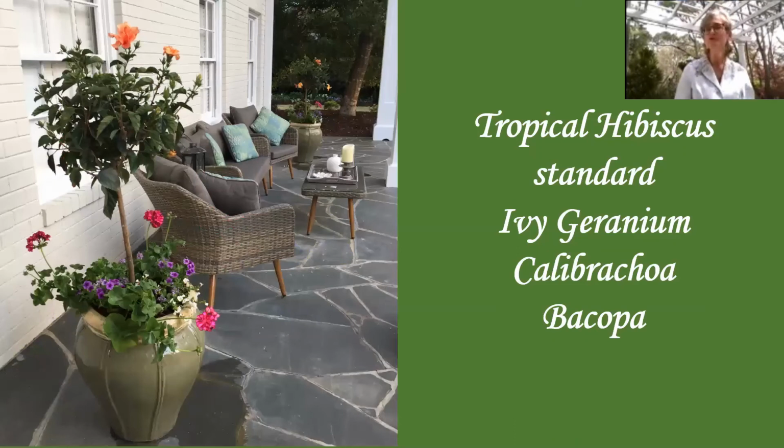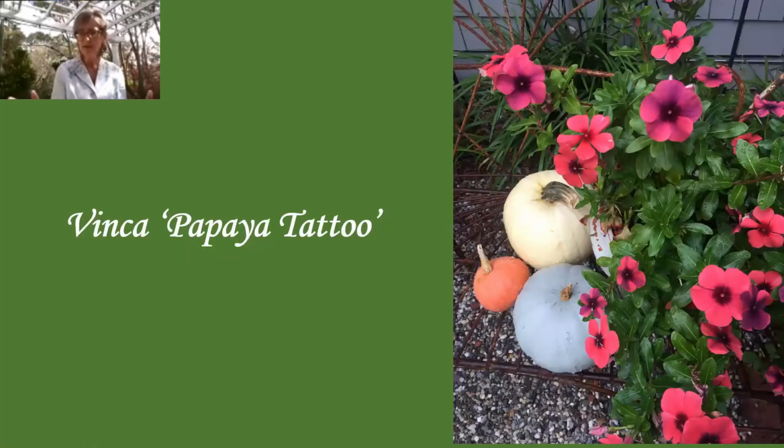Or sometimes, if you have a tiny little planter, then just put one plant in it that has some interest to it, like this new line of vinca called Tattoo Series. It has a lot of different colors and it kind of changes as it blooms.